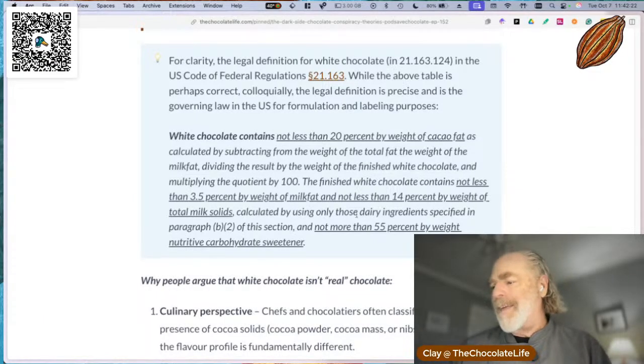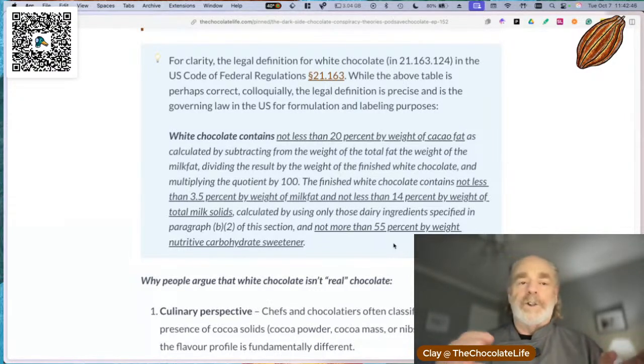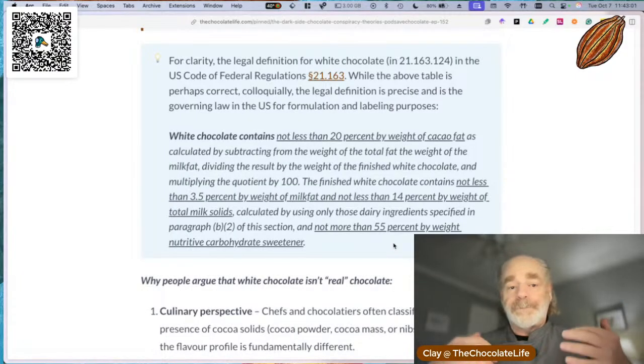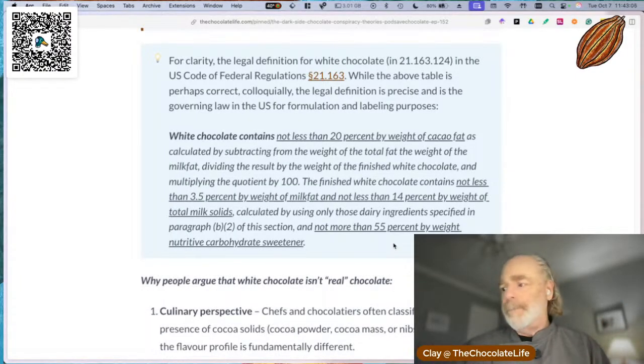And then not more than 55% of some sort of nutritive carbohydrate sweetener. By this they mean sugar, as opposed to something like stevia or xylitol or some other sugar substitute. So in a 100-gram bar, white chocolate cannot contain more than 55% sugar or sugar equivalent, so no more than 55 grams. I can have more cocoa butter, I can have more milk, all of the things that fit within the list of ingredients that are acceptable to be in white chocolate.